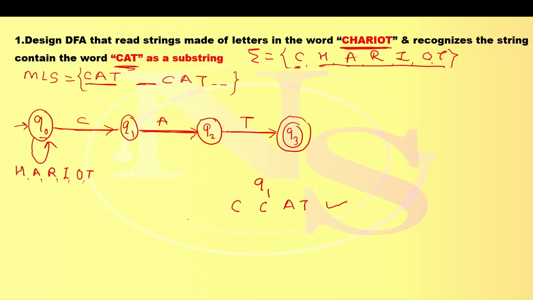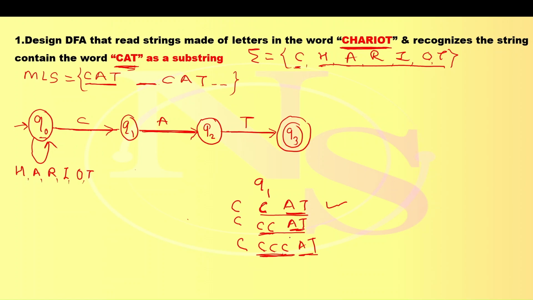Is this a valid string? Yes, it contains CAT. If two C symbols come, it is still valid because it contains CAT as a substring. If three C symbols come, it is still valid because initially, to reach Q1, we have the C. From Q1 to final we have the AT. And at Q1 we are trying to find a transition for a single C or double C or triple C.